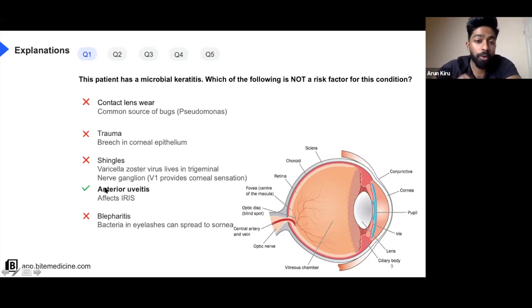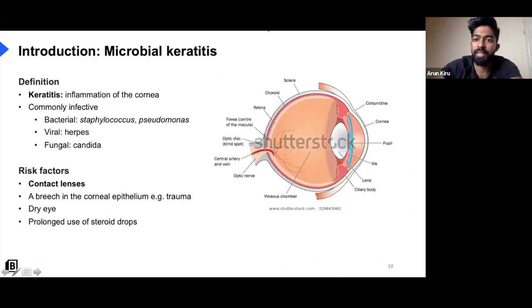So which of the following is not a risk factor? If you weren't sure, that's fine, but just try and think which one can cause bugs to get in the eye. Actually, all of these four except the uveitis. Does that make sense? Any questions there? Yeah, Prue, exactly. Anterior uveitis is usually autoimmune. Great. So now let's cover this case.